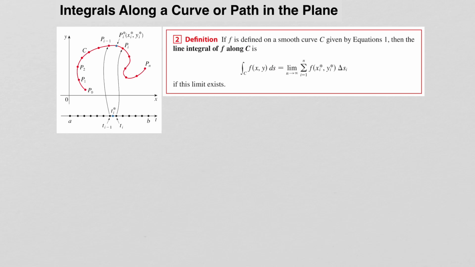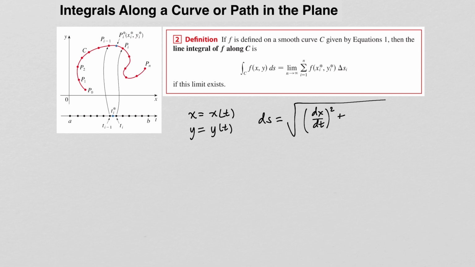Now, one thing that you might recall from single variable calculus is that if we have a parameterization of this curve, so x is equal to some function of t, let's say, and y is equal to some other function of t, we know that ds is equal to the square root of (dx/dt) squared plus (dy/dt) squared, multiplied by dt. We're going to use this result when we define this integral.